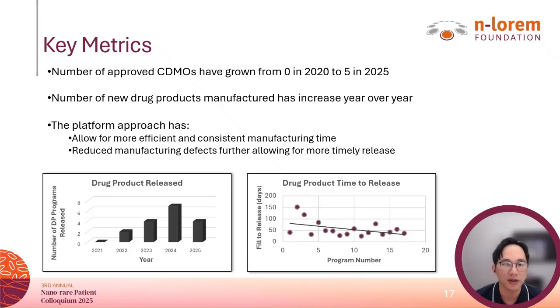The second chart shows that while we have increased the number of our new drug products manufactured every year, we have also brought down the time to release. This means our platform approach has allowed for a more efficient and consistent manufacturing time. We have also reduced manufacturing defects, which further allows for a more timely release.